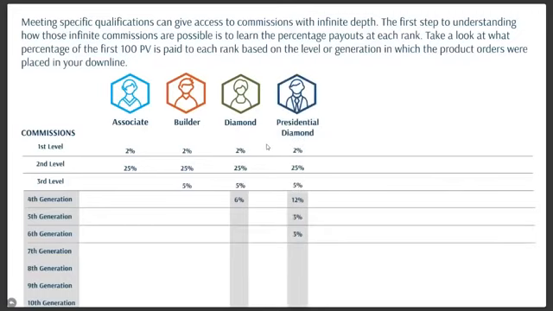The next rank is Presidential Diamond, and right here on that 4th generation, you'll notice that it doubles. It goes from 6 to 12. So they're getting twice as much on that 4th generation. And then on top of that, we add 2 more percentages that we're paying out at 3% each.